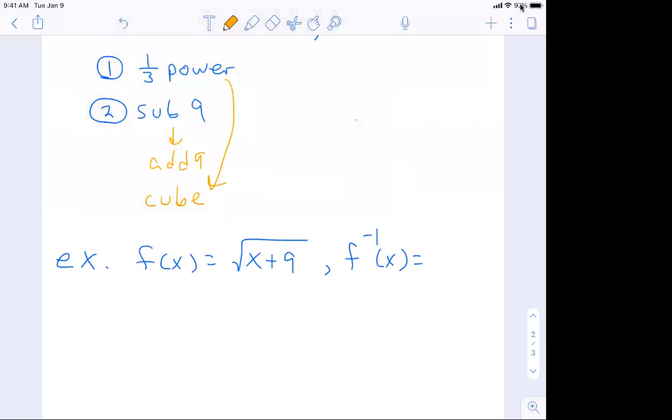Well, think about what we would do if you plugged a number into that function. The first thing we would do is add 9, and then we would take the square root. So we want to undo those things in reverse order. If we add 9 and then take the square root, the first thing we would do is square to undo the square root, and then subtract 9. That would be its inverse.